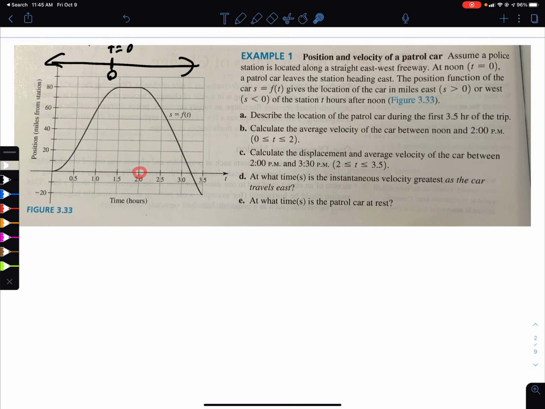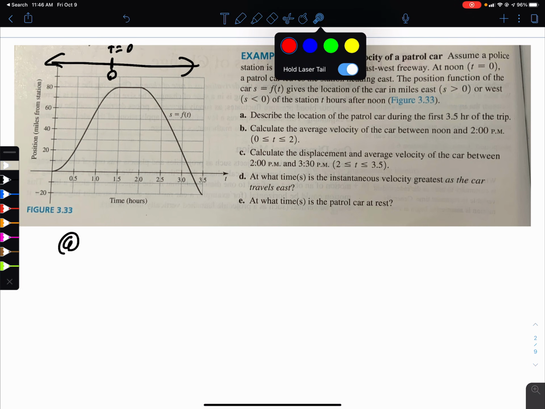At 2 hours, the car is 80 miles from the police station. At 1 hour, the car is 60 miles from the police station. Now at 3.5 hours, the car is 20 miles to the west of the police station. So it got to the police station here. Now it's going the other direction. So that's everything that's going on there. Okay, so part A. Describe the location of the patrol car during the first 3.5 hours of the trip.